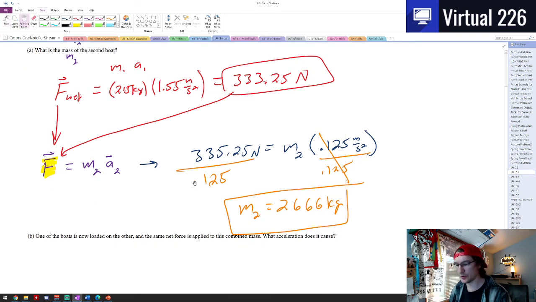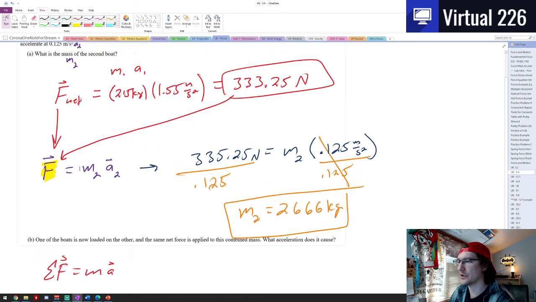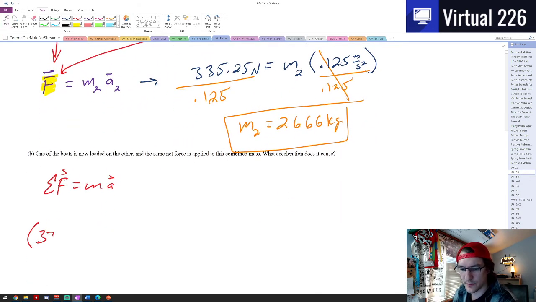Now what we're going to do is take our really big boat and put our little boat on top of it. And then we're going to use the same force applied and say, what's the total acceleration now? So in this problem, we're still doing the sum of the forces equals ma. But in this case, our sum of the forces is still this 333.25 newtons, and it's going to equal the total mass.